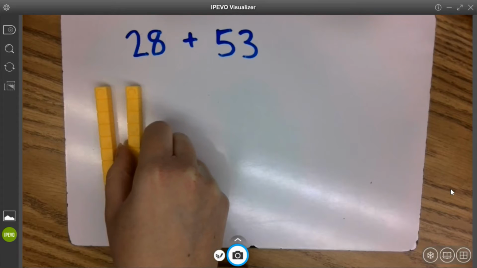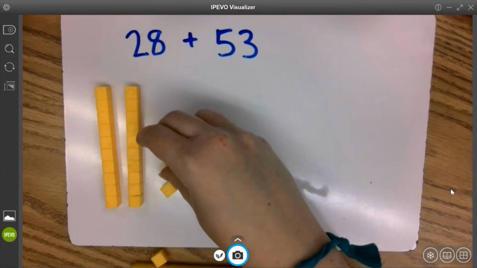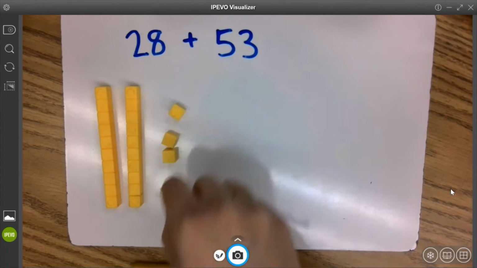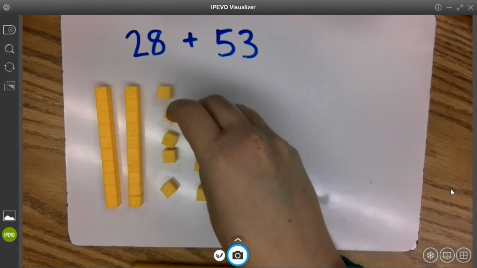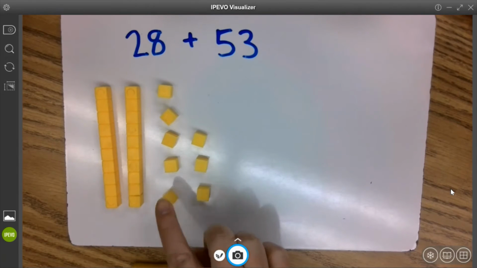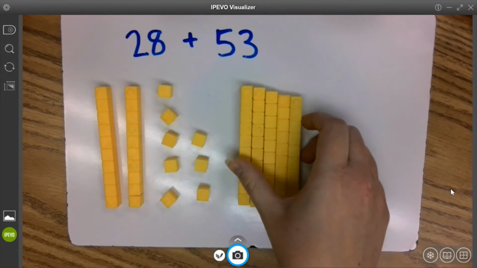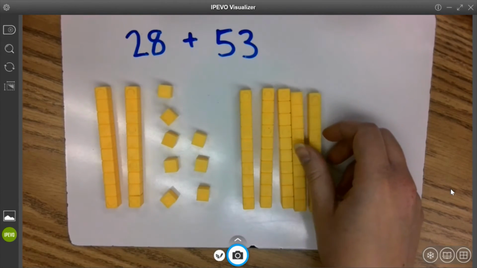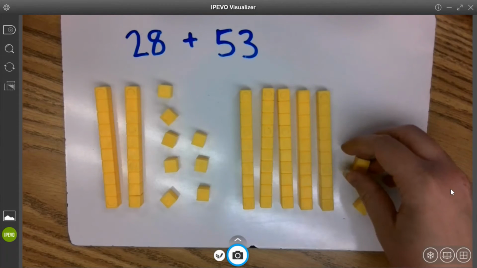That's right. 2 groups of 10 and 8 ones. Okay. Then I have my 53, which we already know. 5 groups of 10 and 3 ones. Very good.